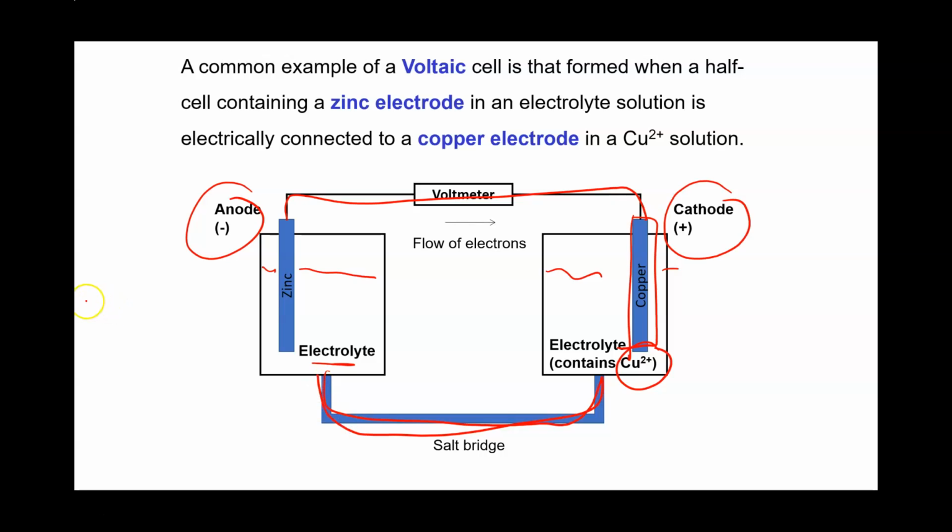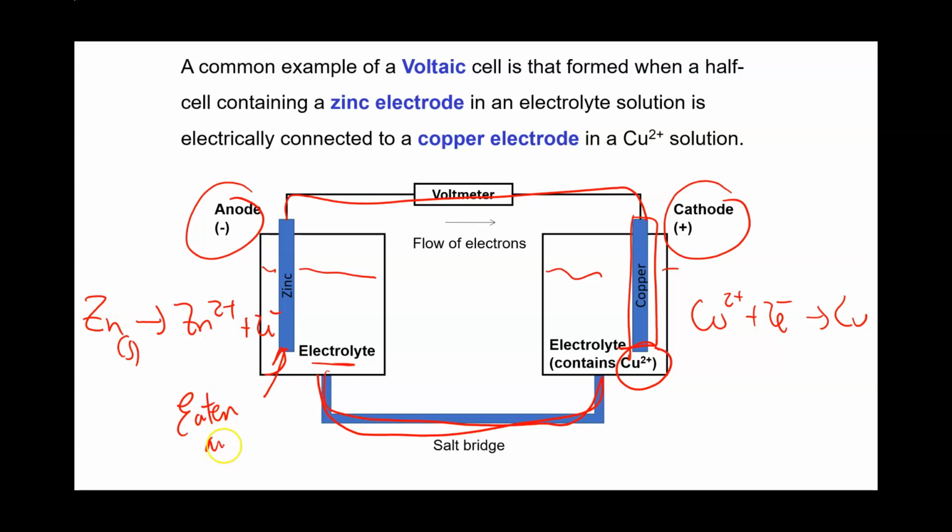What happens is zinc gets oxidized to zinc 2+, giving up 2 electrons, and then the copper 2+ that's in the electrolyte on the other side takes on those 2 electrons and forms copper solid. So what we'll see in this cell is that the zinc electrode will get smaller. This one will be eaten away. And the copper electrode, because we're making solid copper, will get bigger. So that's kind of cool.